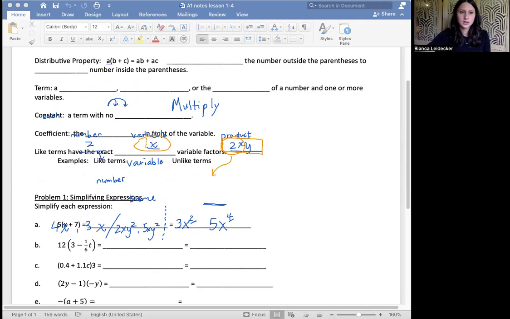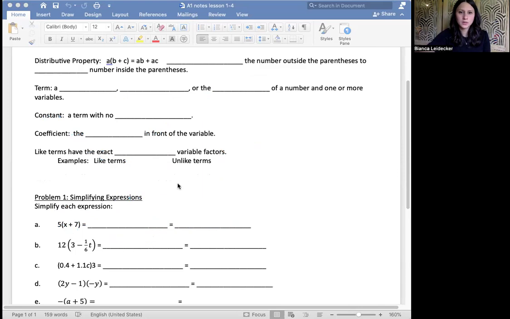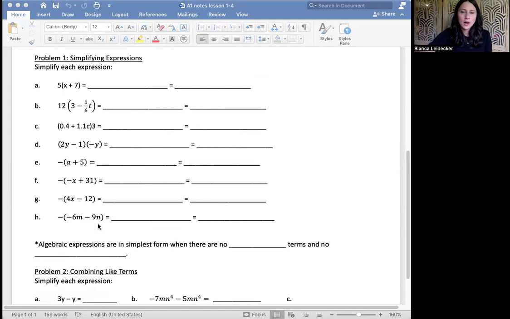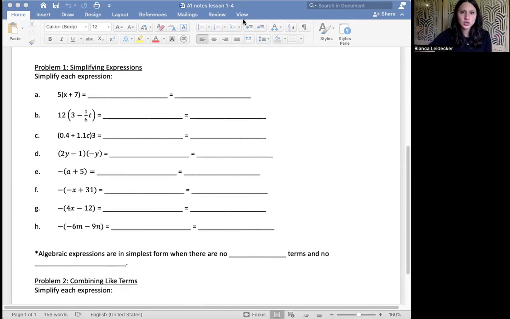Let me actually delete everything here, and let's go down and practice some problems. I'm going to show you after we've distributed. I like to draw arrows, okay? I like to distribute and remind myself I'm distributing everything outside the parentheses into everything inside the parentheses. So what I have here is 5 times x plus 5 times 7. To simplify that, it would be 5x plus 35.